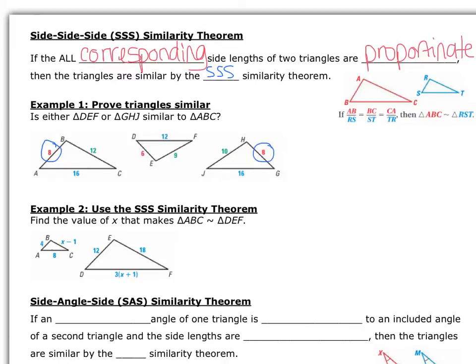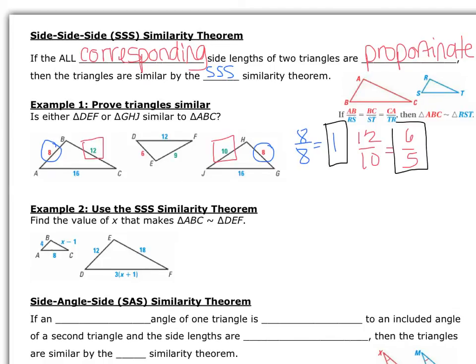So I'm going to test these two first. So 8 over 8 reduces to 1. All right, the medium size is 12. This is the medium size here. So I'm going to do 12 over 10. That's going to reduce to 6/5. So right away here, you have two ratios that are not the same. So there's no way that those triangles are going to be proportionate. So this one's out of there. Let's try the other one.